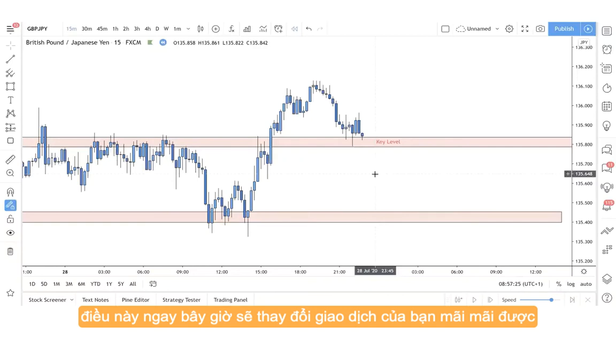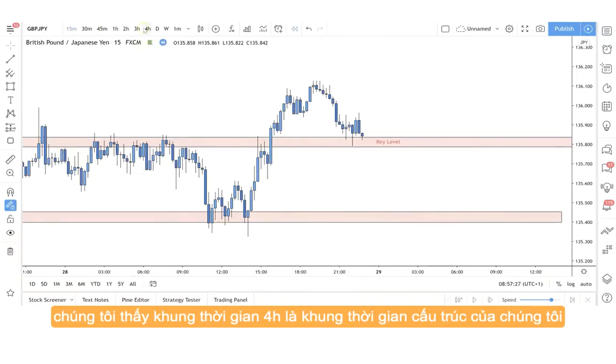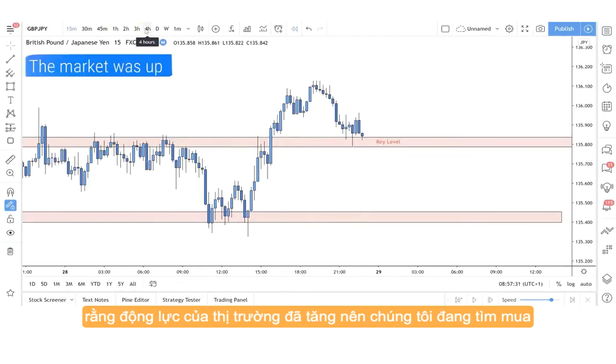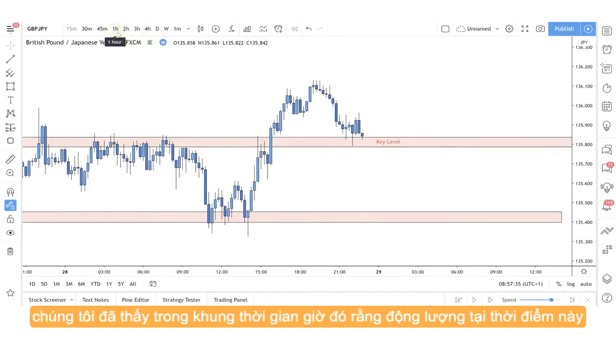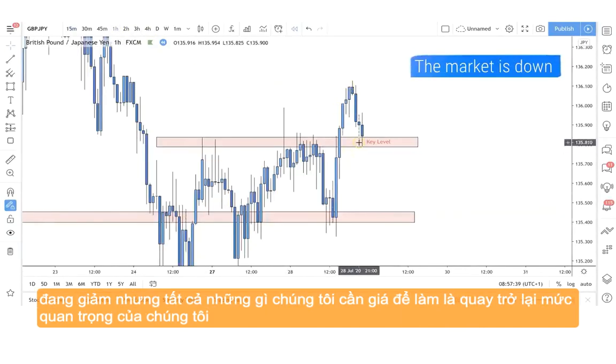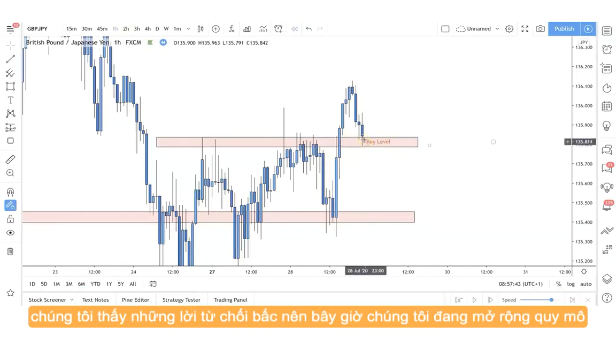Okay, we saw on the 4H time frame, which was our structural time frame, that the momentum of the market was up, so we're looking for buys. We saw on the hourly time frame that the momentum at this moment in time is down, but all we needed price to do is come back to our key level. We see the wick rejections, so now we're scaling.